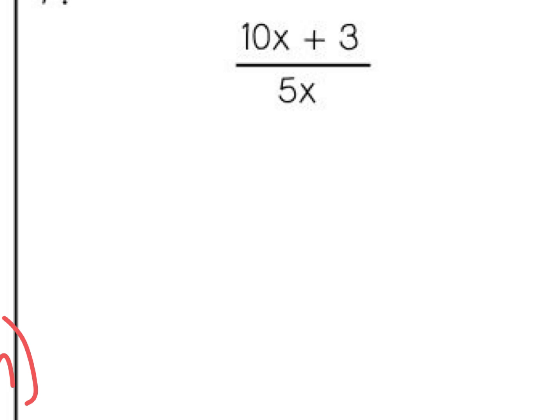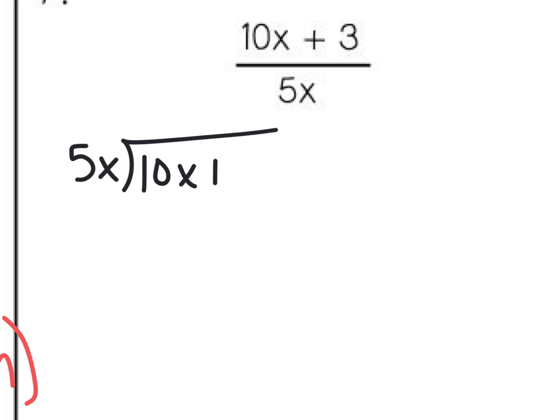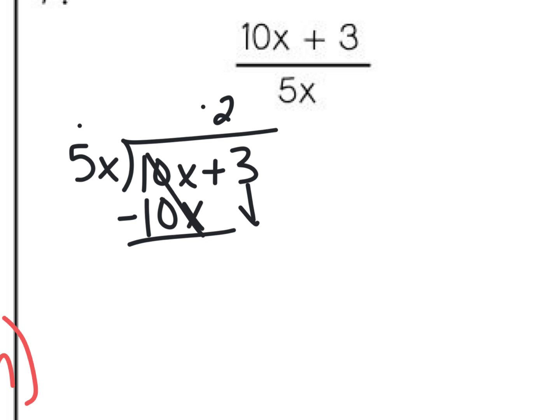So 5x into 10x plus 3. Start with your leading terms. What times 5x is 10x? Positive 2. So we're going to do 2 times 5x is 10x. Change the sign. Bring down the 3. But I don't have anything else to divide. 5x doesn't go into 3. So this is our remainder.